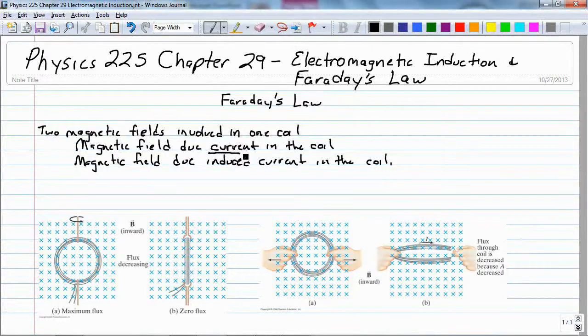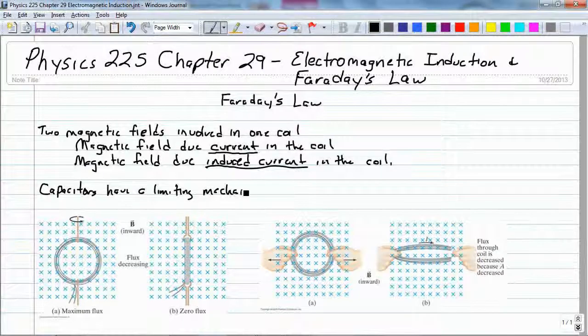So the current is being produced by an outside source, and the induced current is being created due to the change in flux and the opposition. And this is a good thing for this to happen because capacitors have a limiting mechanism, and that's the electric field. So once the electric field gets strong enough to oppose the charges being able to put themselves on the plates, the current stops.